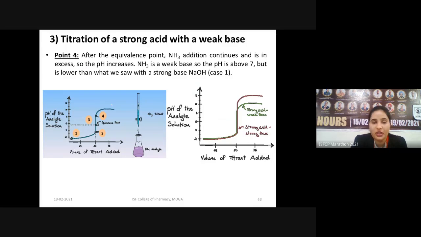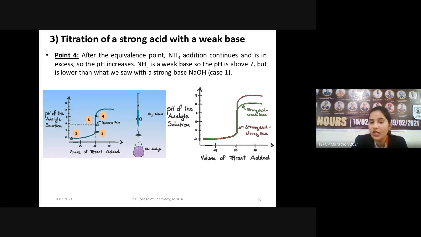On the further addition of ammonia, we observe that the pH is going to increase because all the H positive ions which were present in the analyte have been neutralized by the ammonia molecules added. Now the addition of further ammonia is going to increase the pH of the solution beyond 7. So this is the graph which we get after pH 4. It is exactly the same as that we got in the previous two cases.